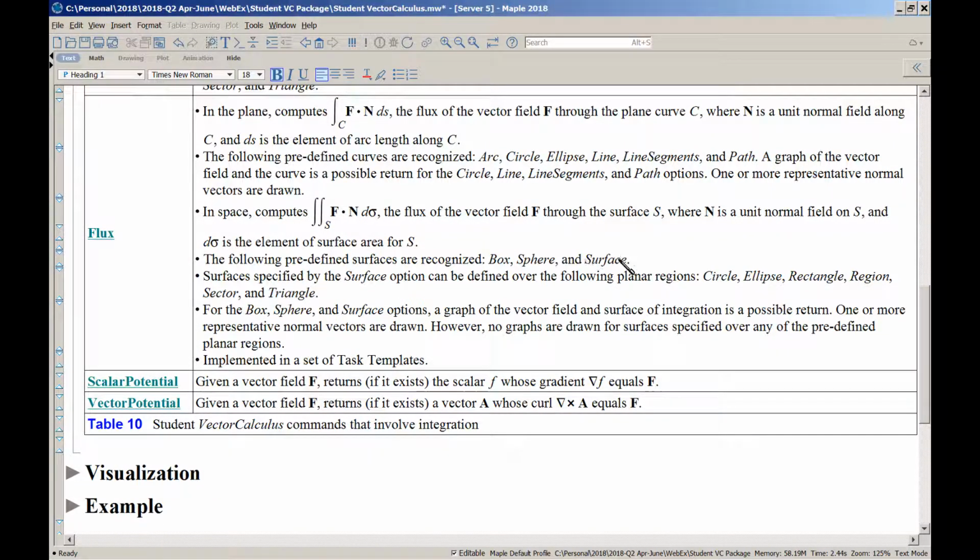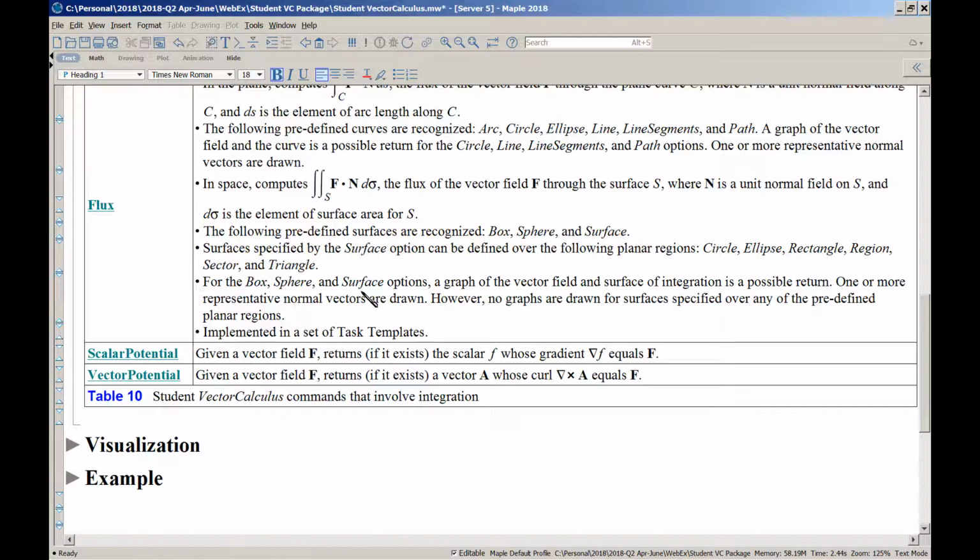And these are clearly the predefined surfaces, rectangles, and you can define the surface over a region in the plane. And for these options, without defining over one of these restricted domains, you can get a graph that shows you the surface in the field.